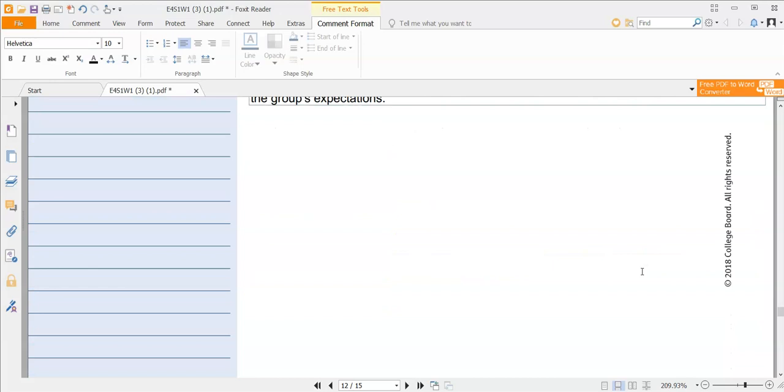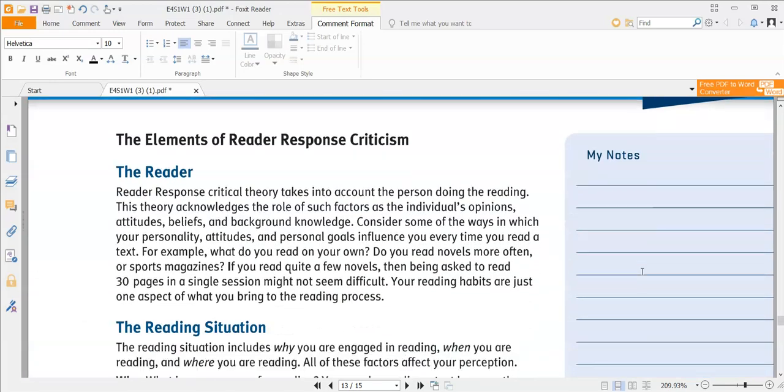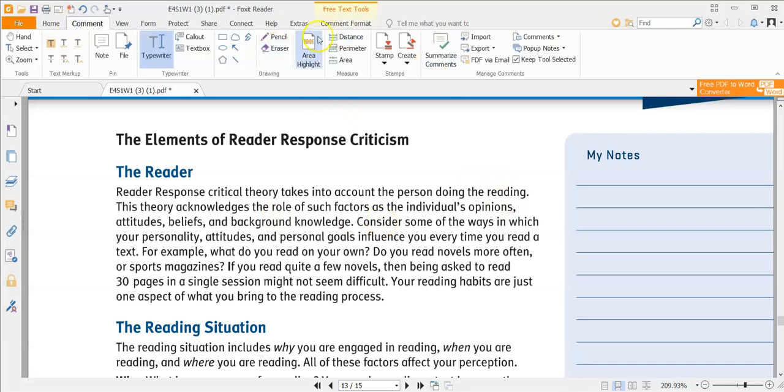So I'm going to continue. So the reader. Reader response critical theory takes into account the person doing the reading. This theory acknowledges the role of such factors as the individual's opinions, attitudes, beliefs, and background knowledge. So these things are all things that can affect how you understand whatever it is that you're reading.